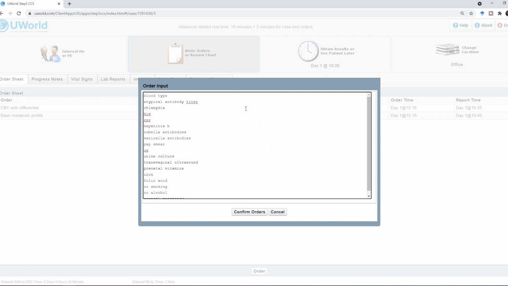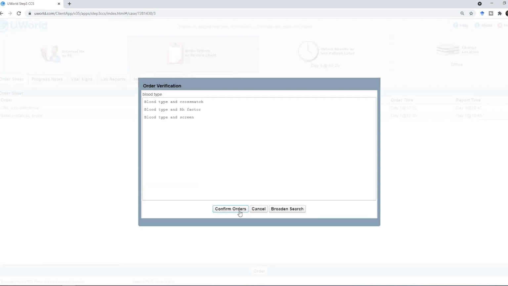So you'll notice that I put all the orders together, which means that they will be ordered at the same time. The results will come at different times, but they will all be registered in the system that they were put at the same time. So this time that we took to put the orders in will not count towards the simulated time, it will count towards the elapsed real time. So now let's go ahead and confirm the orders.